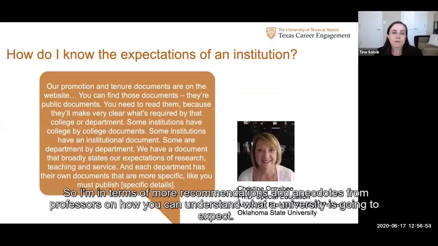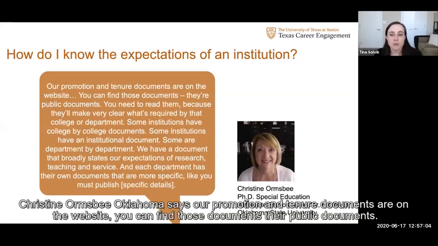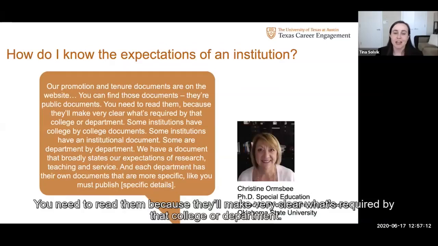So in terms of more recommendations and anecdotes from professors on how you can understand what a university is going to expect, Christine Ormsby at Oklahoma says, our promotion and tenure documents are on the website. You can find those documents, they're public documents. You need to read them because they'll make very clear what's required by that college or department.